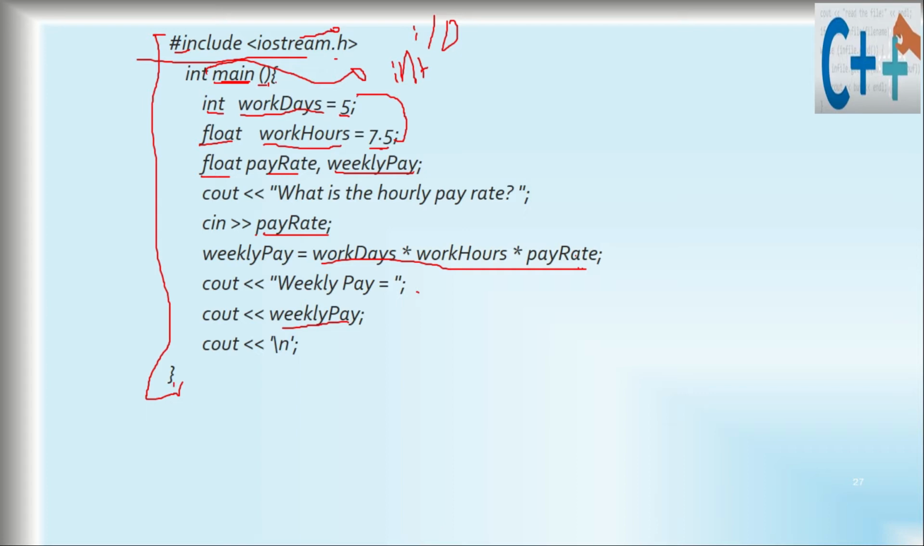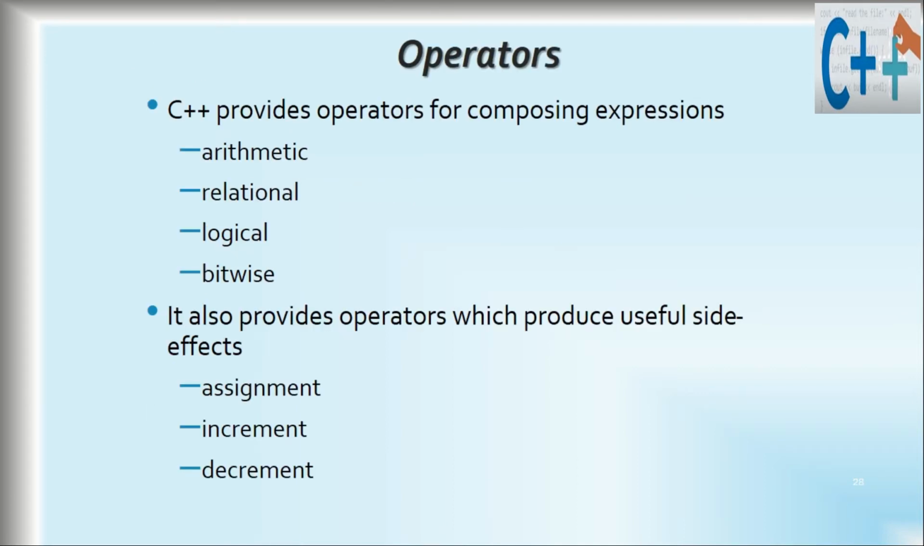This is a sample code fragment to accept the weekly workdays and work hours and calculate with their pay rate the weekly pay output value or result. Good. What is an operator? Operators in C++, how do they work?